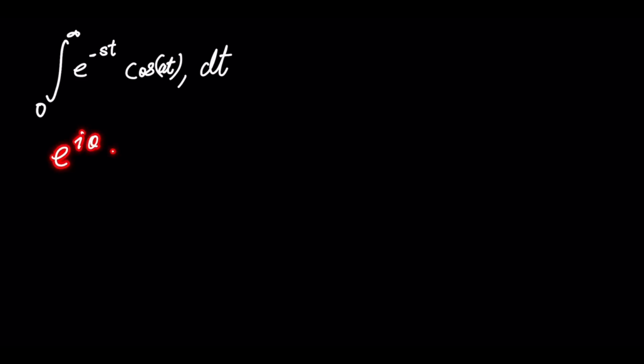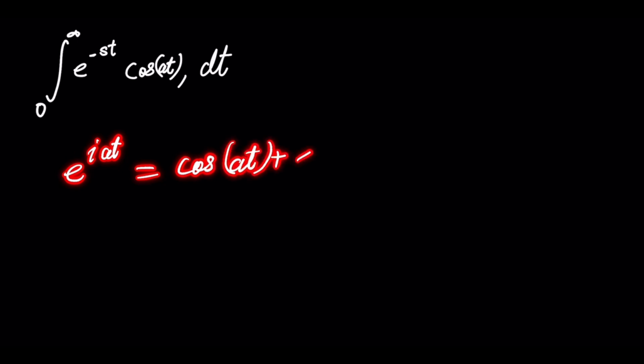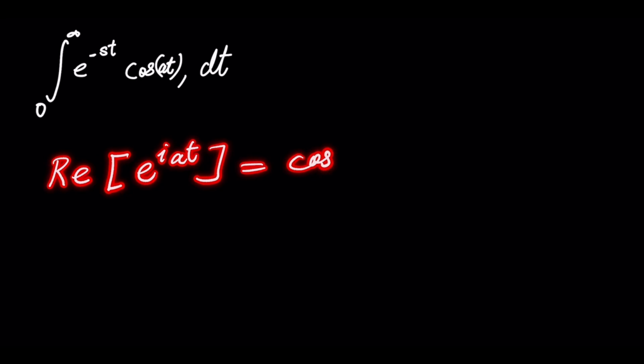Euler's formula states e power iota theta is equal to cos of theta plus iota sine of theta. To rewrite this in the form of at, we can write e power iota at equals cos at plus iota sine at. Now you can notice that cos of at is the real part of this Euler's identity. So we can rewrite this as the real part of e power iota at equals cos at.